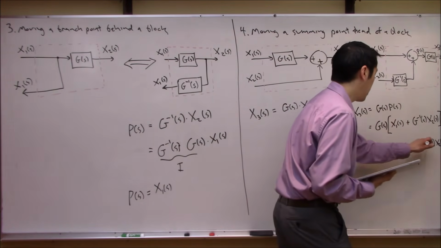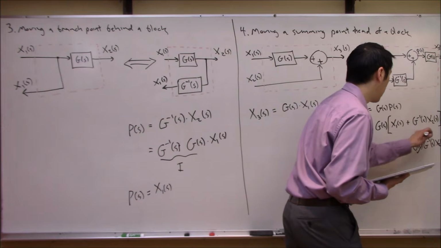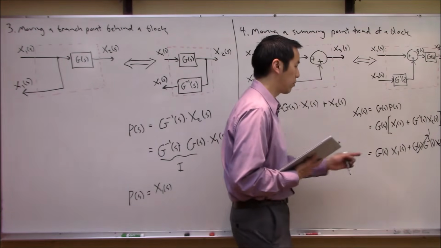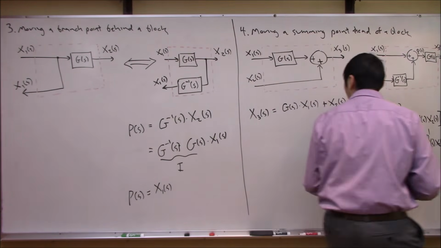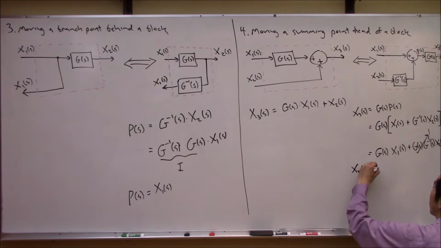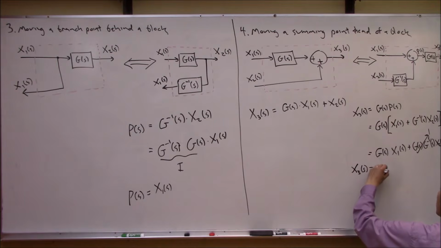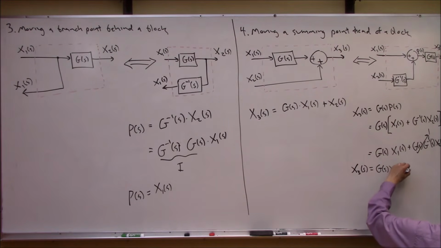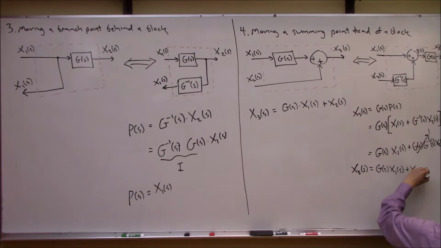Okay, so now hopefully this just turns into a 1 because we're dealing with single input, single output systems, because I got a g times g inverse. So we end up with a relationship here that on the left side you've got x3 of s is g of s times x1 of s plus x2 of s.